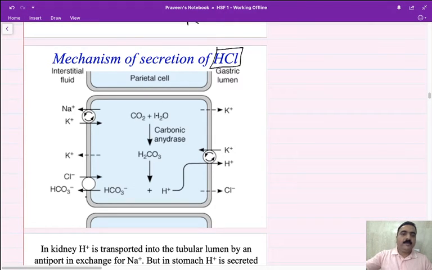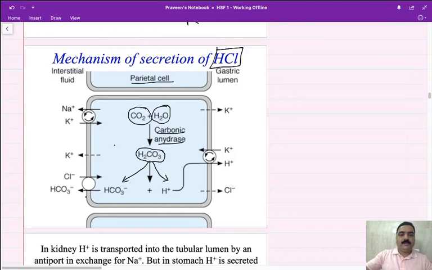Okay, so we start with the carbon dioxide. It comes from the reaction of the carbon dioxide with the water in the parietal cell. In the parietal cell, the carbon dioxide and water are reacted in the presence of an enzyme called what? Carbonic anhydrase. The carbonic anhydrase causes the reaction of carbon dioxide with water to form H2CO3, the carbonic acid, which is very easily dissociated into H plus and HCO3 minus.